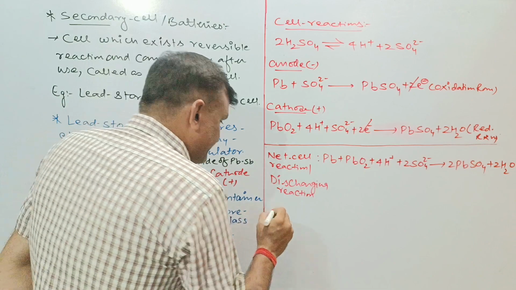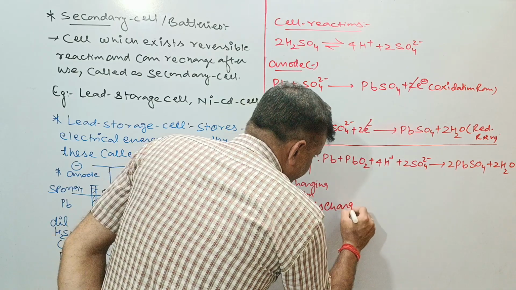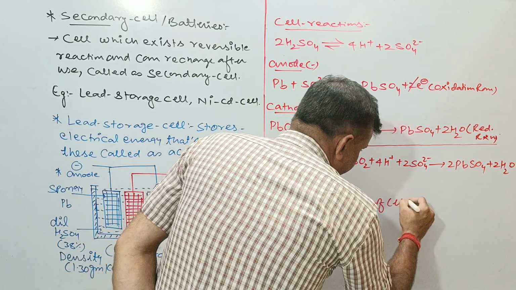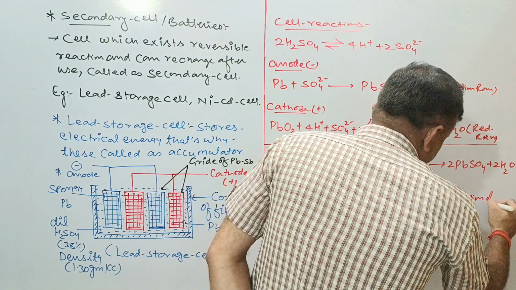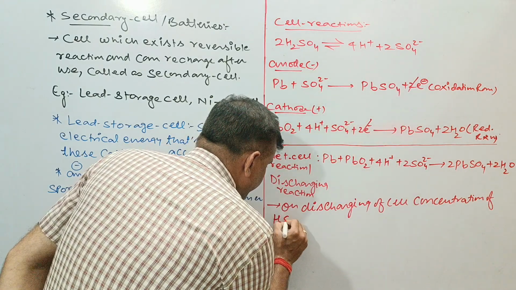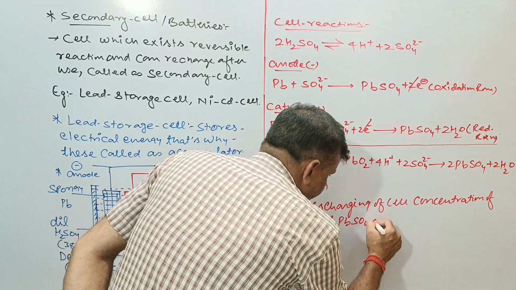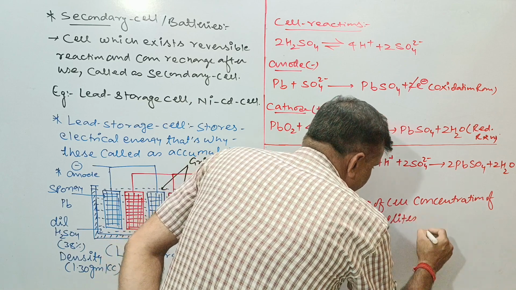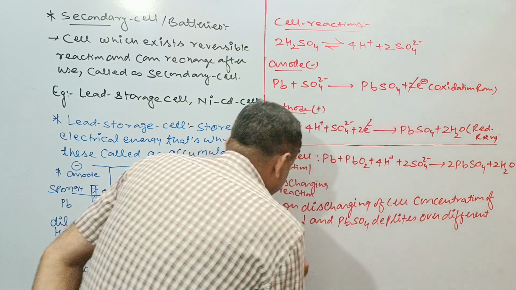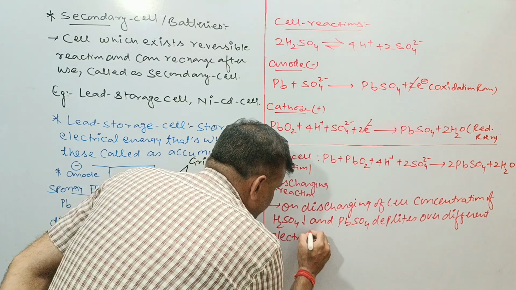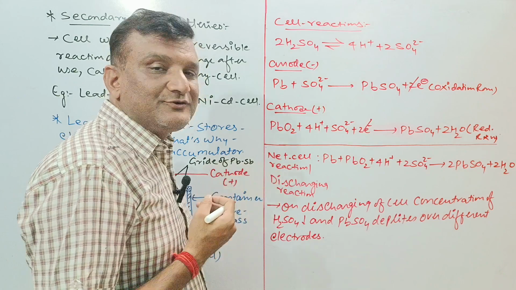Now the time to discuss on discharging of the cell. Concentration of H2SO4 decreases and PbSO4 deposits over the different electrodes. So PbSO4 का डिपोजिशन हो जाएगा, H2SO4 का कंसंट्रेशन डिक्रीज होगा, इसलिए इसको चेंज करेंगे.